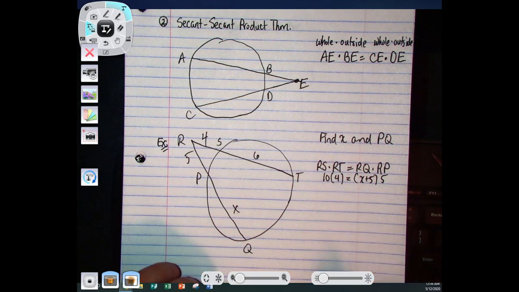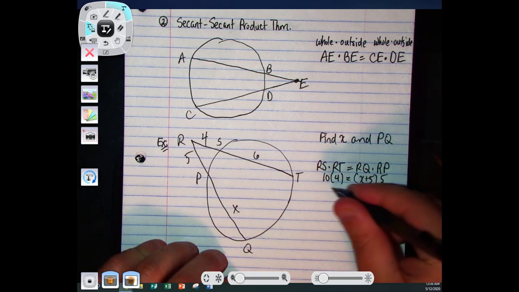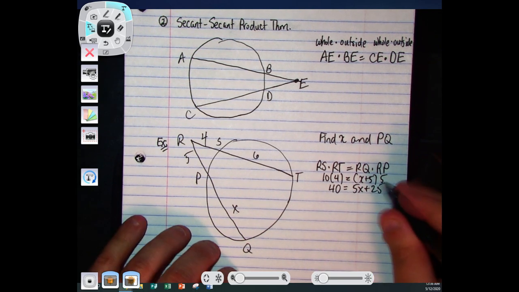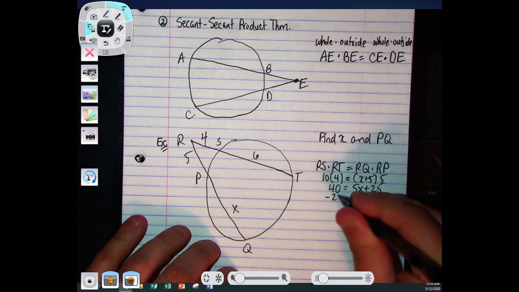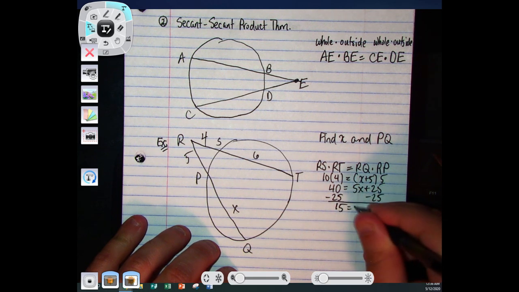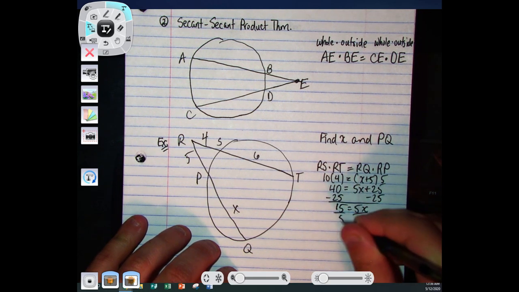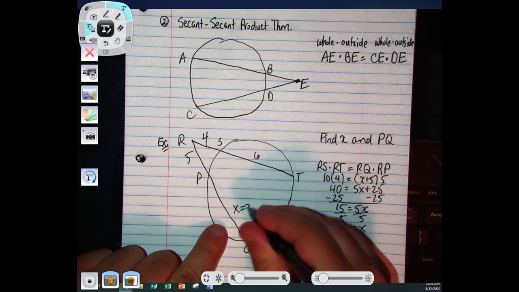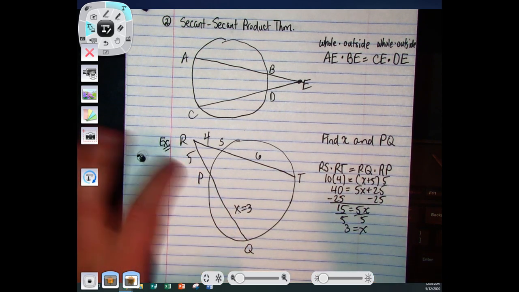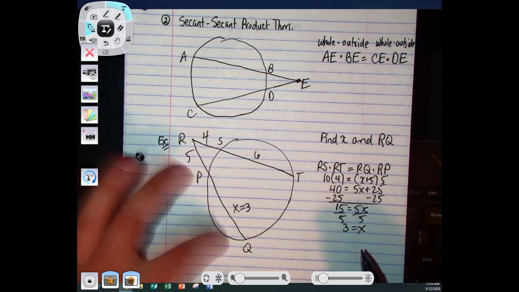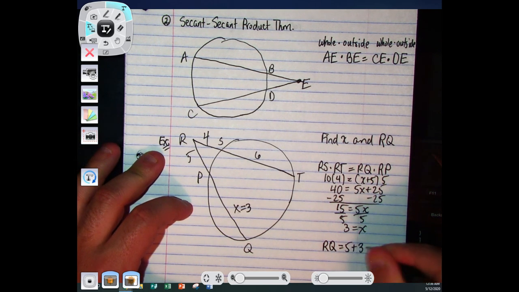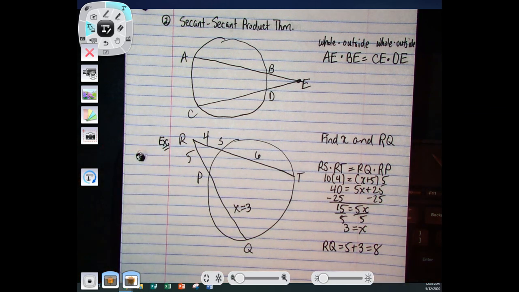So we solve this equation. We multiply and distribute, and we end up with 40 equals 5X plus 25. We subtract 25 from both sides and end up with 15 is equal to 5X. We divide both sides by 5, and we get 3 is equal to X. So the length of PQ is equal to 3. Now we can find the length of RQ: 5 plus 3, which gives us 8. So that's the secant-secant product theorem.